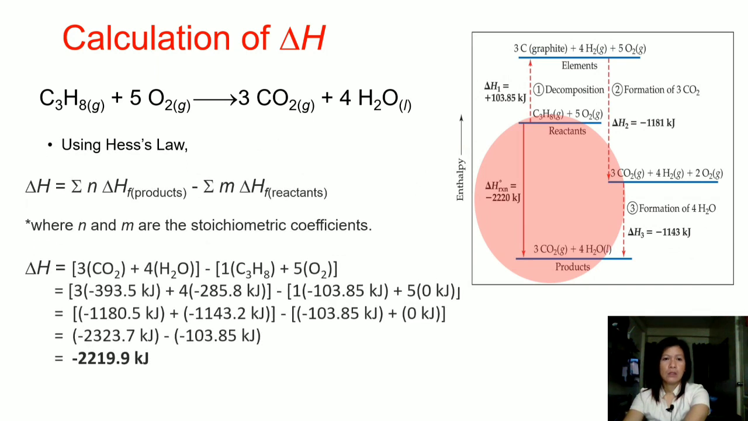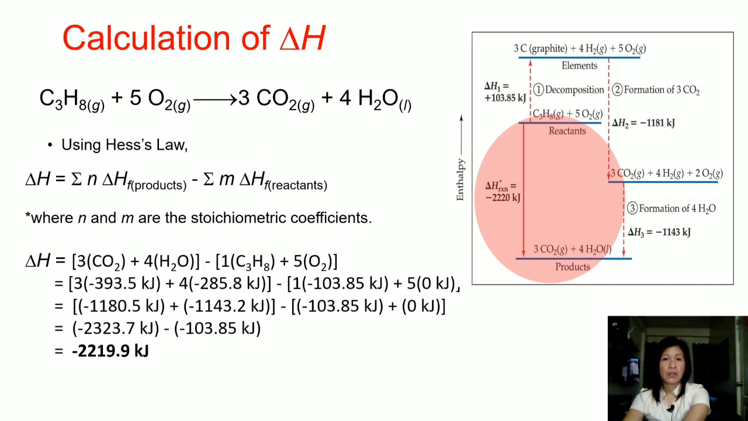By Hess's law, we can compute the enthalpy of the reaction using the equation: the summation of the enthalpy of the products minus the summation of the enthalpy of the reactants, multiplied by their stoichiometric coefficients. The italicized small letters n and m represent the stoichiometric coefficients. Those are 1 for propane, 5 for oxygen, 3 for carbon dioxide, and 4 for water.